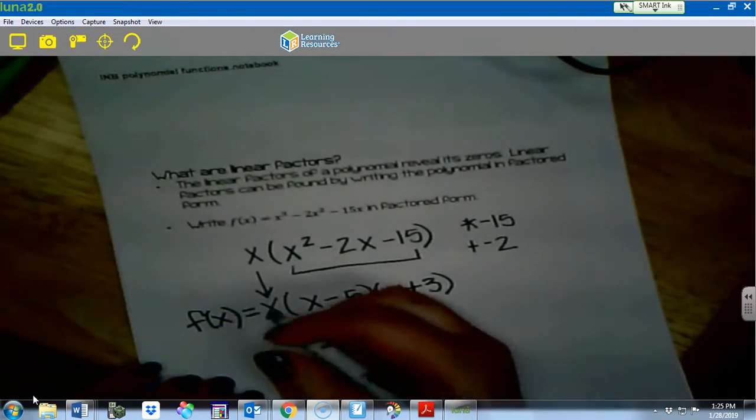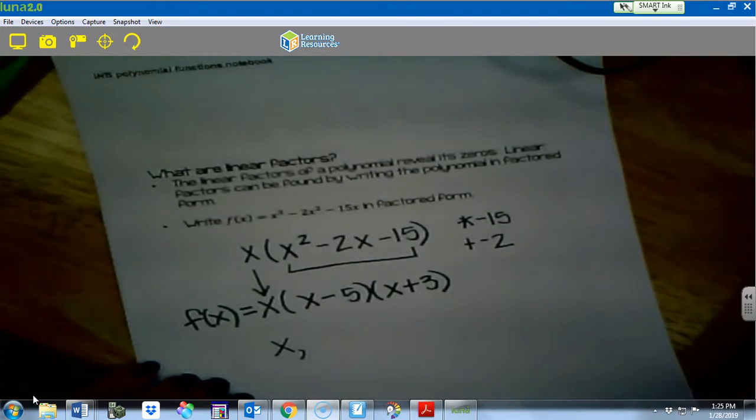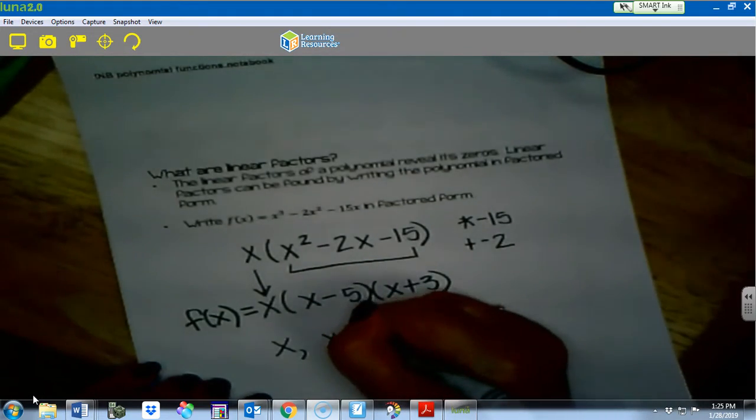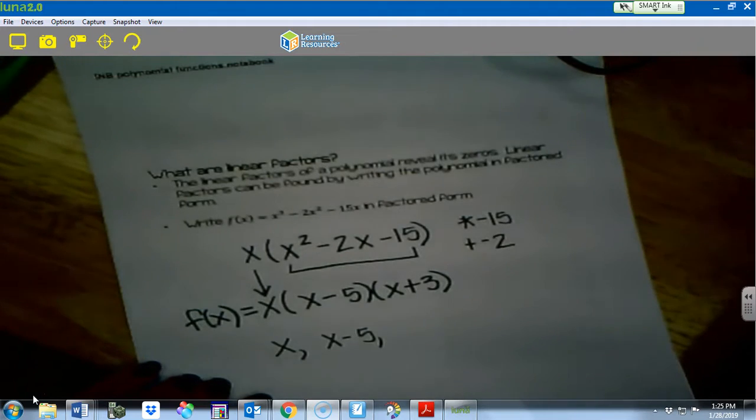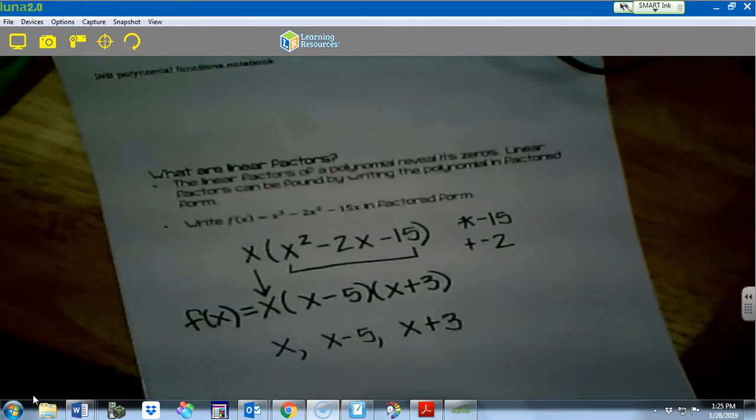Okay, so what are the linear factors? x is a linear factor. x minus 5 is a linear factor. And x plus 3 is a linear factor. Those are all linear factors.